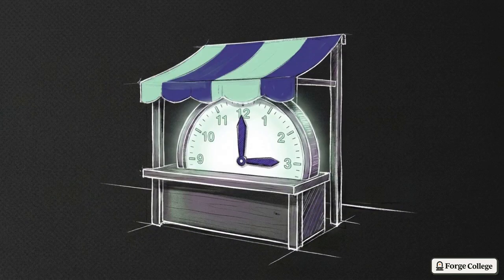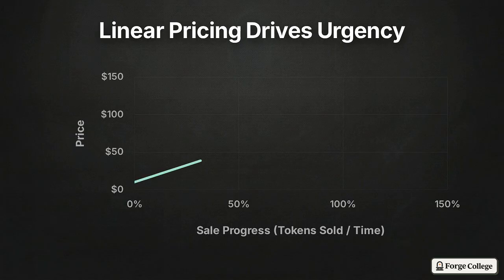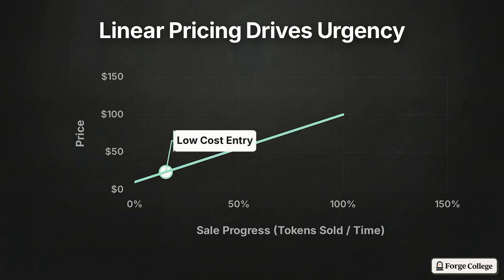Now let's look at stall B. This vendor uses linear pricing, which operates a lot like a ticking clock. By this rising green line, the price moves up steadily. The longer the sale lasts, or the more sold, the higher the price goes. This visible rise creates a natural urgency, rewarding early buyers with a lower price, while latecomers pay more.